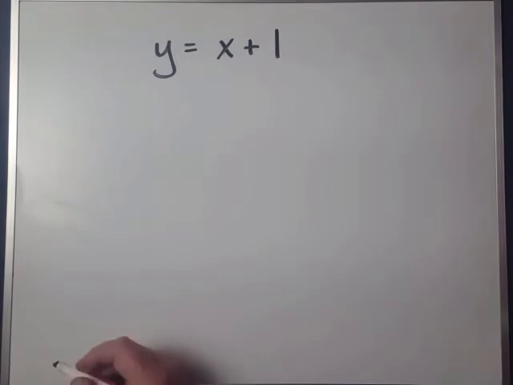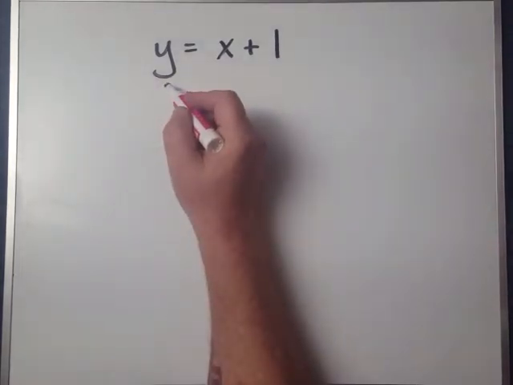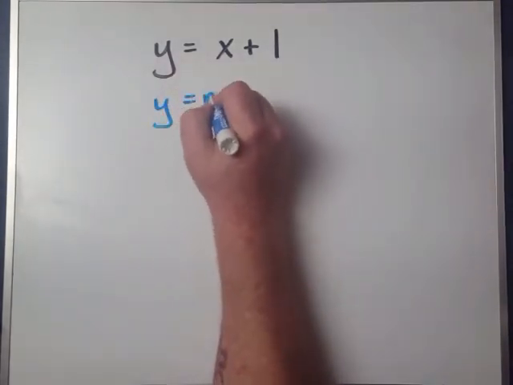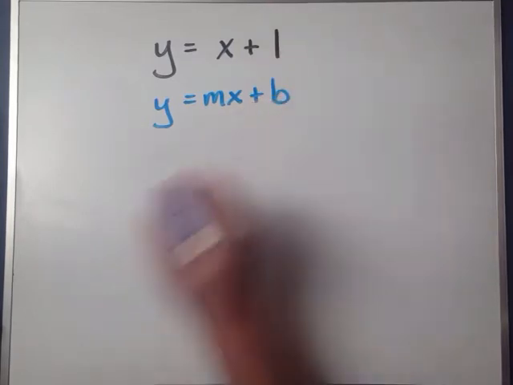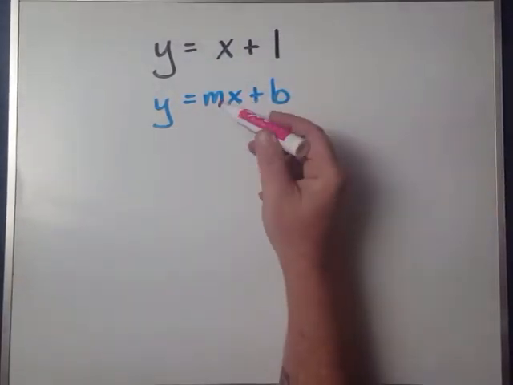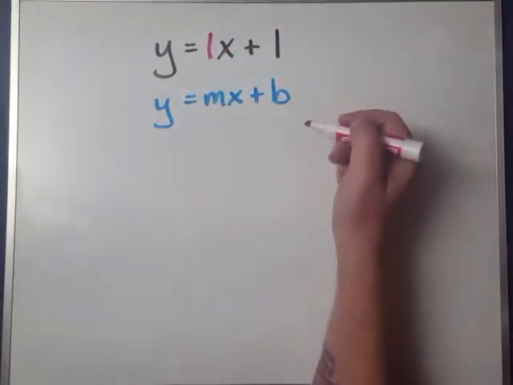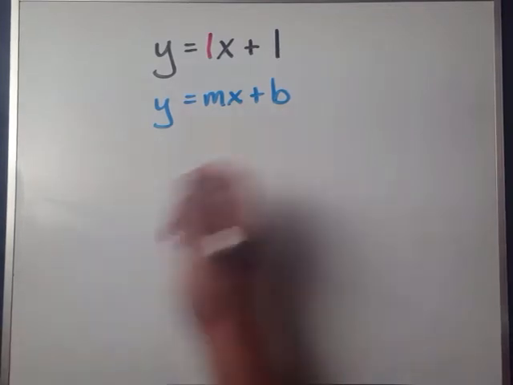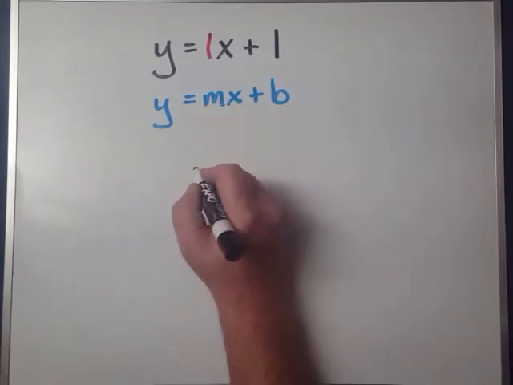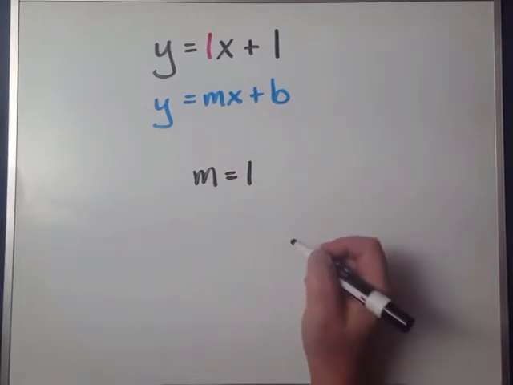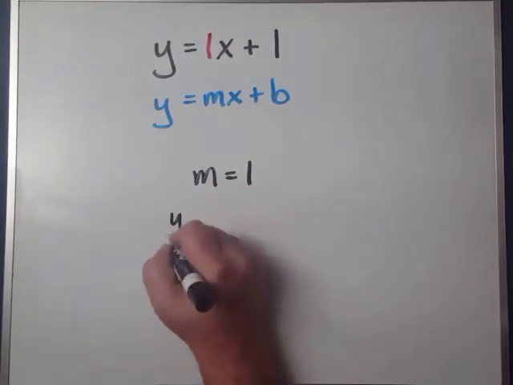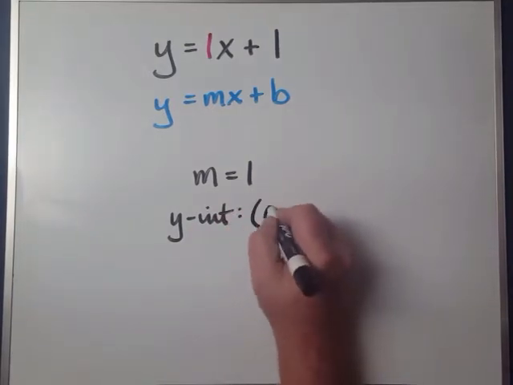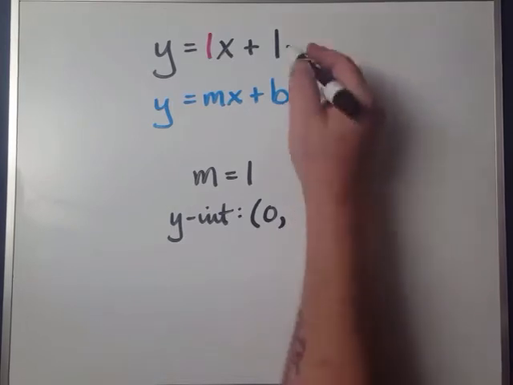Well, the slope is the coefficient on x. When this is solved for y, this now looks like y equals mx plus b. And what's the value of m? What's the coefficient on x? It's this 1 that we can't see. And the value of b is also 1. So in this problem, she wanted the slope. Well, the slope is 1. And she wanted the y-intercept. The y-intercept is the point. Remember, it's not just a number, it is the point 0, comma, whatever b is. So in this case, b is 1.